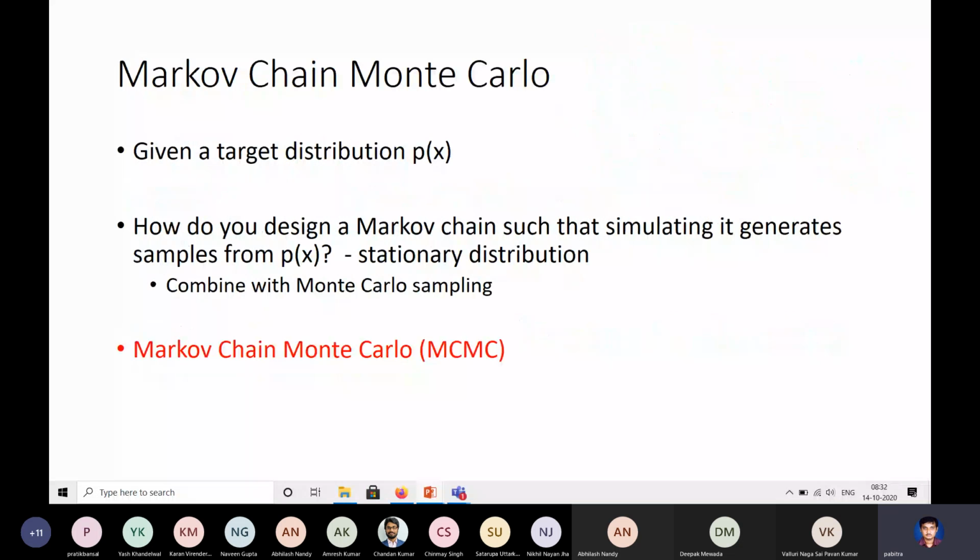Okay, so we'll see examples of two ways of constructing this. My problem now henceforth is: given a target distribution Px, or a desired distribution Px from which you want to sample, design a Markov chain whose stationary distribution is this Px. And once you have done that, we can easily generate samples using that Markov chain.